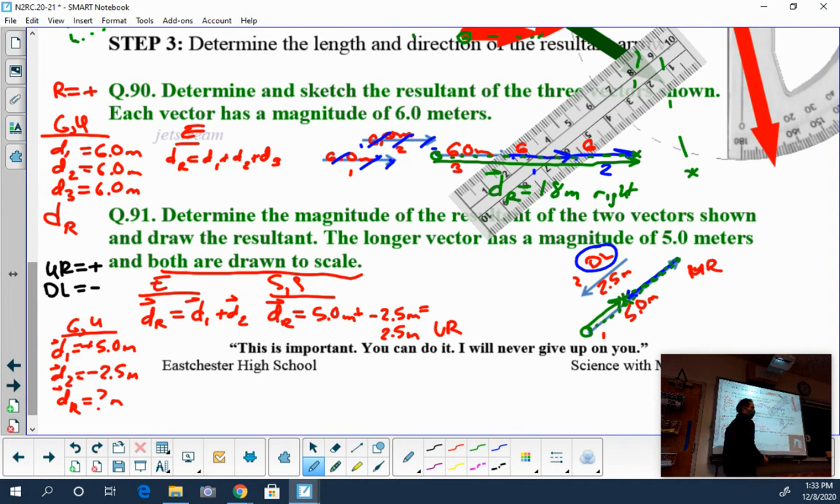That's it. Follow the protocol. The resultant is circle to X. It's up and to the right, and it's half that distance. There's your 2.5 meters up, right. Good.